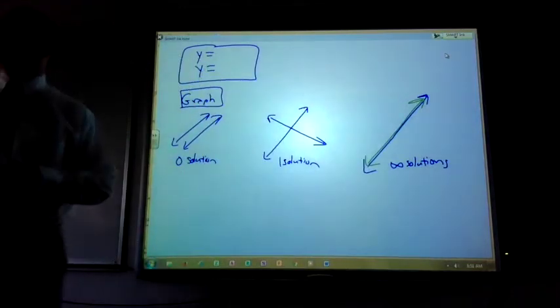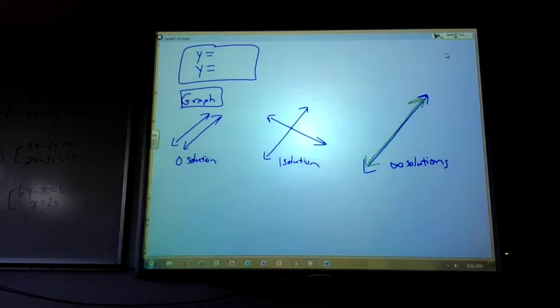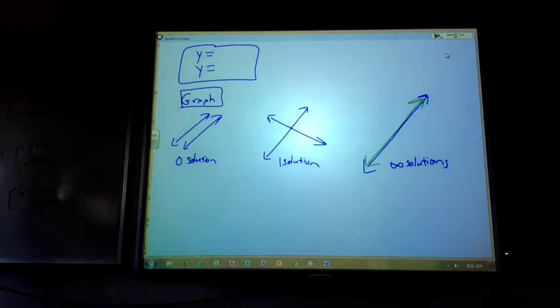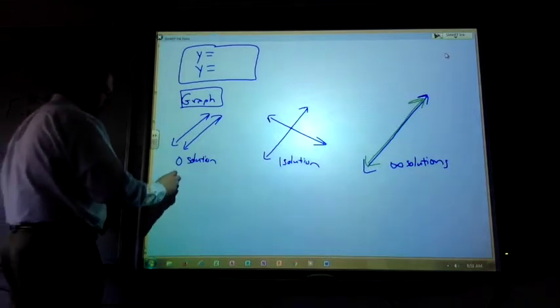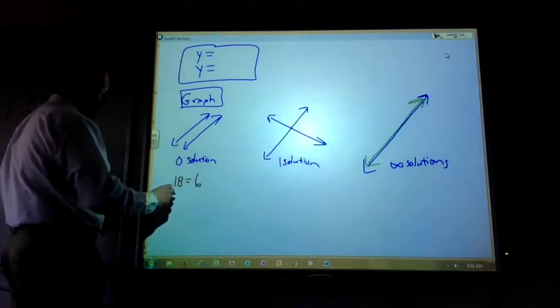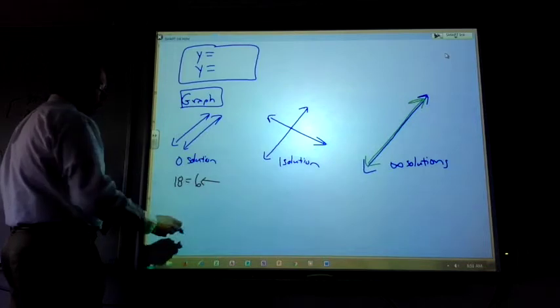What does zero solutions look like if we are solving it the other way rather than graphing? What does zero solutions look like if I go and solve it? The x and y are gone. Do I get 7 equals 7, or do I get like 18 equals 6? The second one. So this would be like saying 18 is equal to 6. This is not going to work.